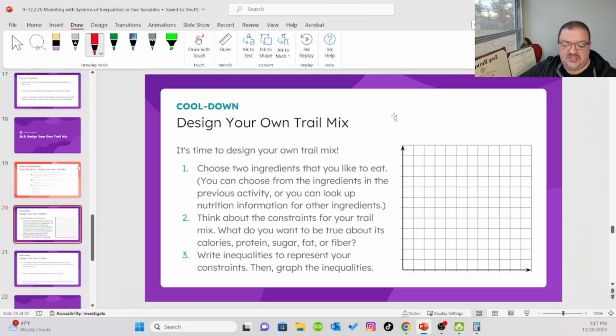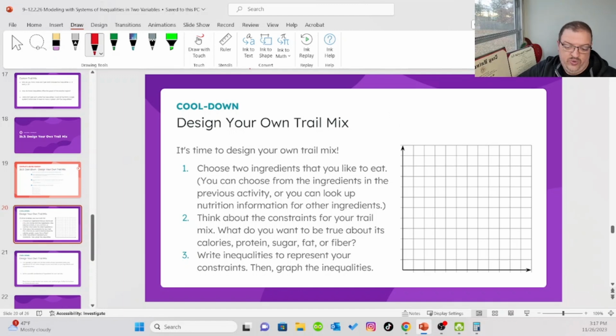It's time to design your own trail mix. Choose 2 ingredients that you like to eat. You can choose from the ingredients in the previous activity, or you can look up nutrition information for other ingredients. Think about the constraints for your trail mix. What do you want to be true about its calories, protein, sugar, fat, or fiber? Write inequalities to represent your constraints, then graph the inequalities.